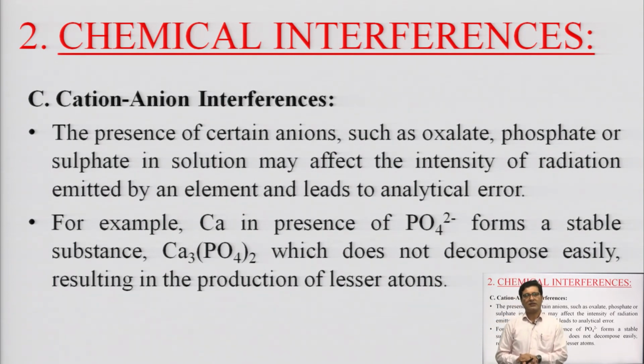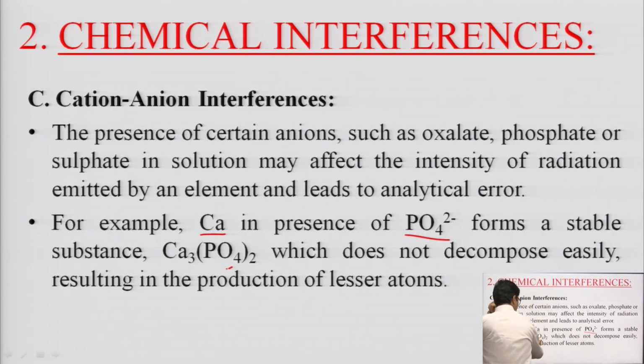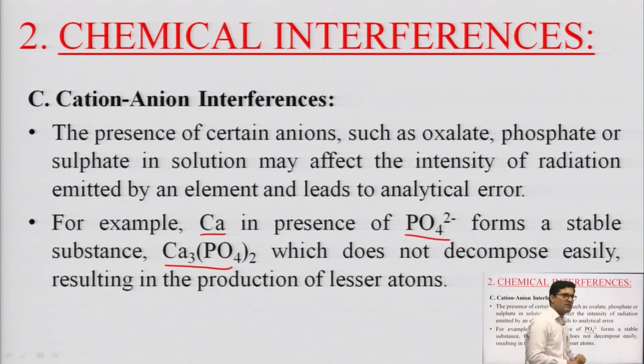Then the third type of interference is the cation-anion interference. In this case, certain anions like oxalates, phosphates, and sulfates in the solution can interact with the metal cation present in the sample solution. For example, calcium in the presence of phosphate forms a stable compound, calcium phosphate, which does not decompose easily, and this results in the production of fewer free atoms.